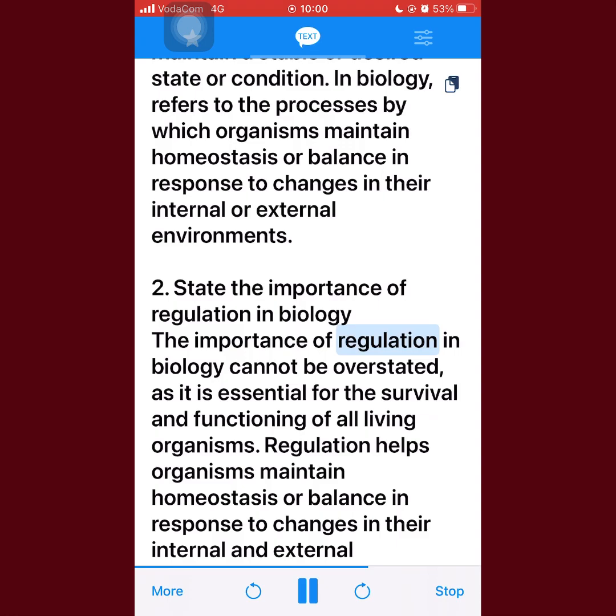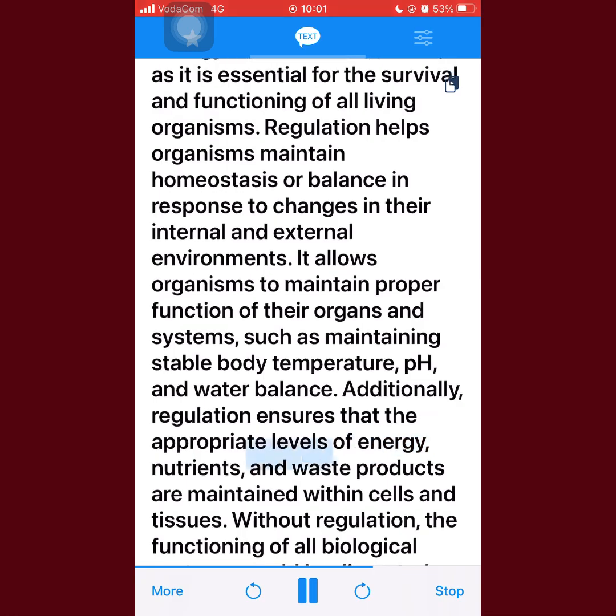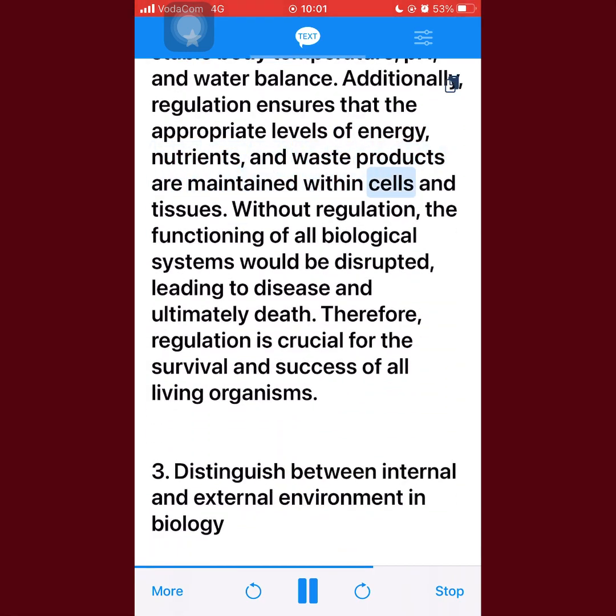The importance of regulation in biology cannot be overstated, as it is essential for the survival and functioning of all living organisms. Regulation helps organisms maintain homeostasis or balance in response to changes in their internal and external environments. It allows organisms to maintain proper function of their organs and systems, such as maintaining stable body temperature, pH, and water balance. Additionally, regulation ensures that the appropriate levels of energy, nutrients, and waste products are maintained within cells and tissues. Without regulation, the functioning of all biological systems would be disrupted, leading to disease and ultimately death. Therefore, regulation is crucial for the survival and success of all living organisms.